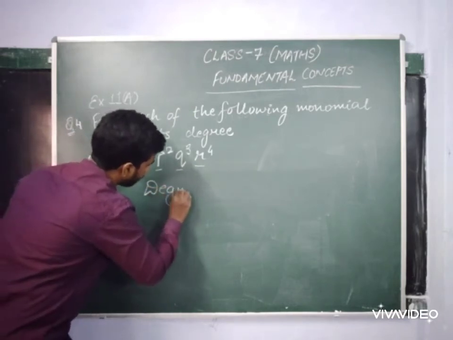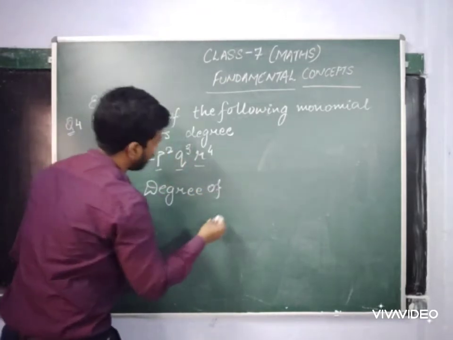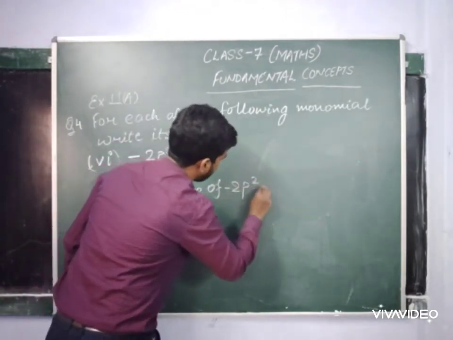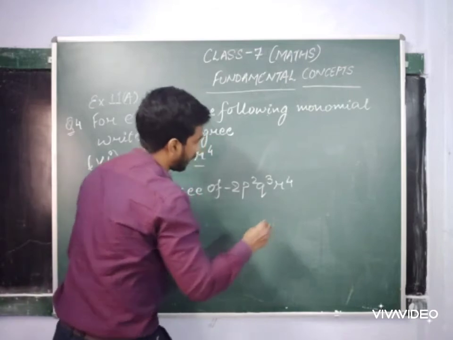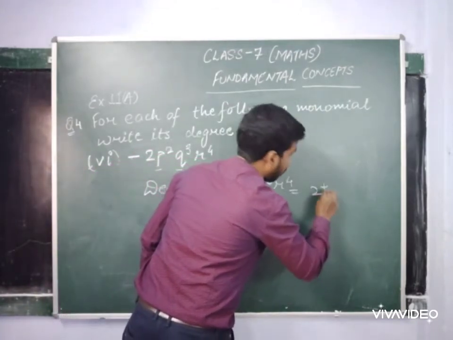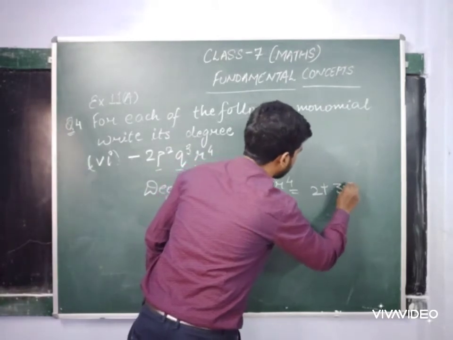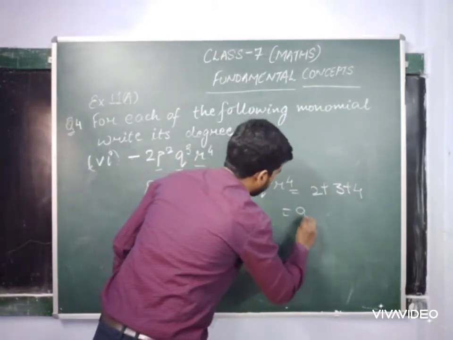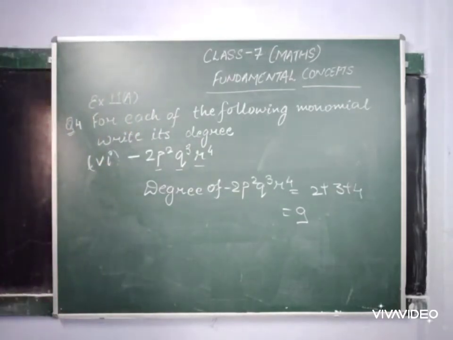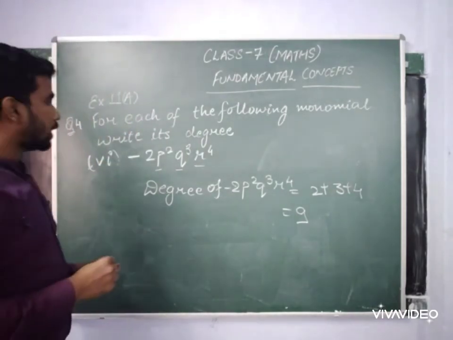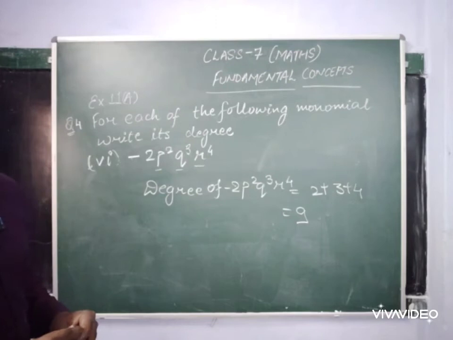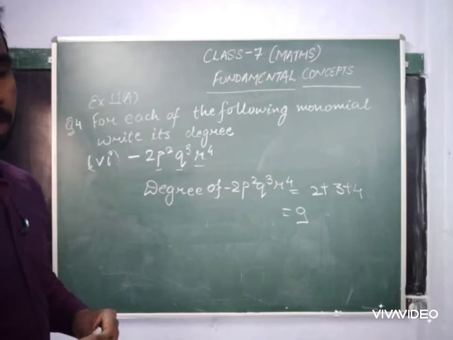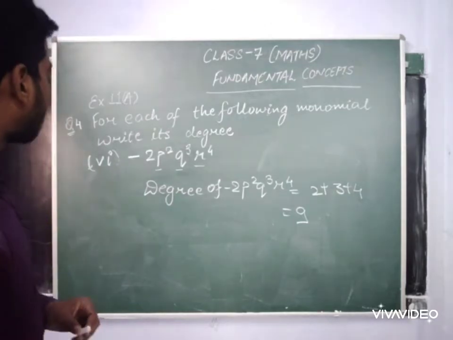The degree of minus 2p square q to the power 3 r to the power 4: we will simply add their exponents, that will be 2 plus 3 plus 4, and that is equal to 9. So 9 is the degree of this term, minus 2p square q cube and r to the power 4. Again take a look. Now we will move on to the next question.